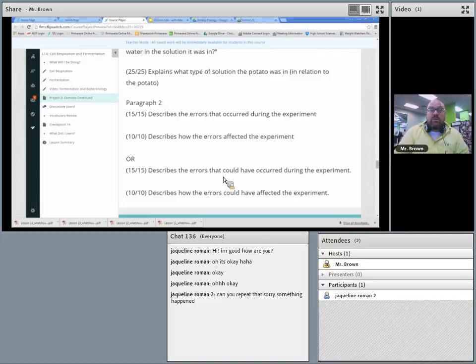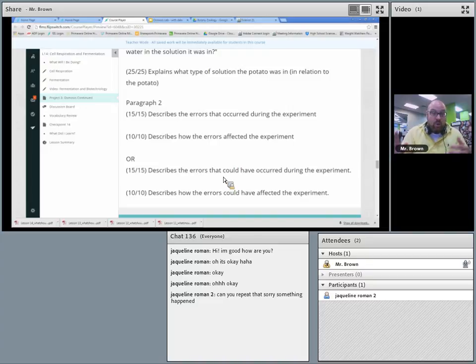For example, did you not use enough water? Could you have used a teaspoon of salt instead of a tablespoon? Not as much water would have gone out of the saltwater potato in that case, because there was less salt. The potato pieces might not have been the same size. Something that could have gone wrong.